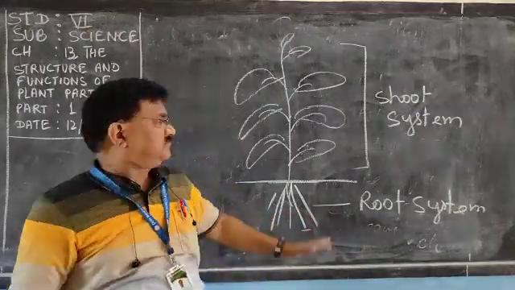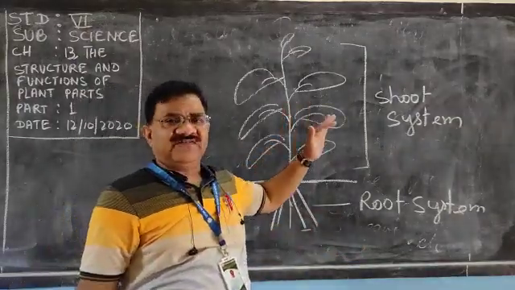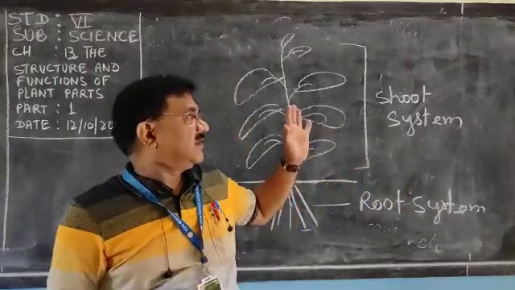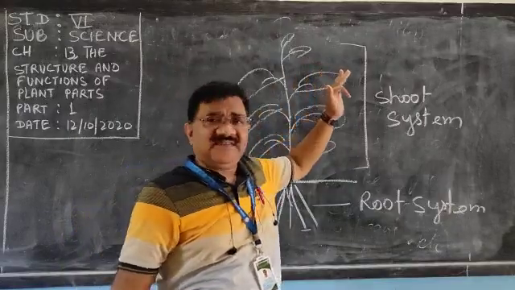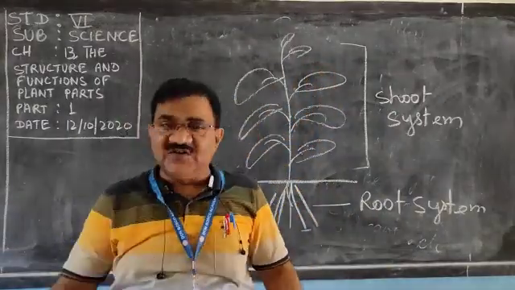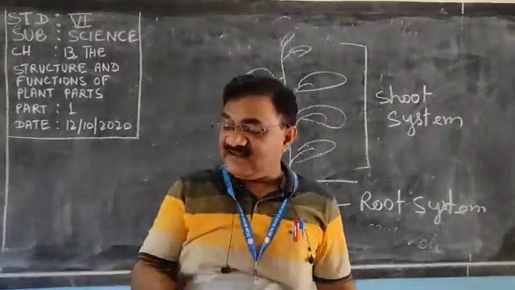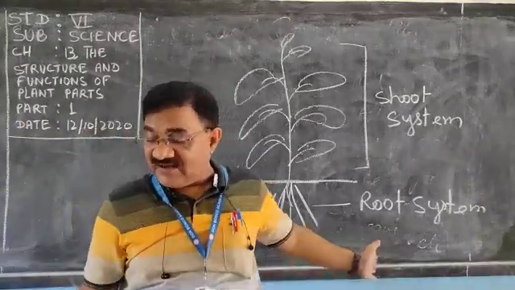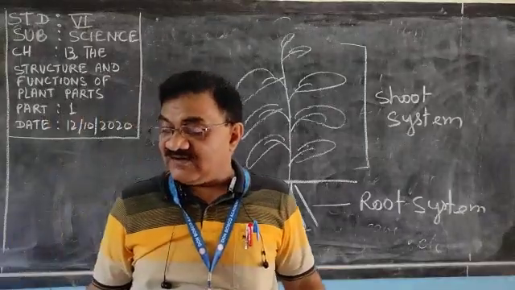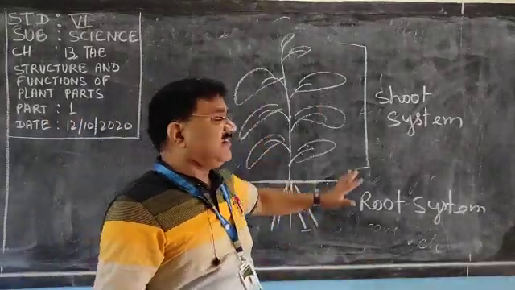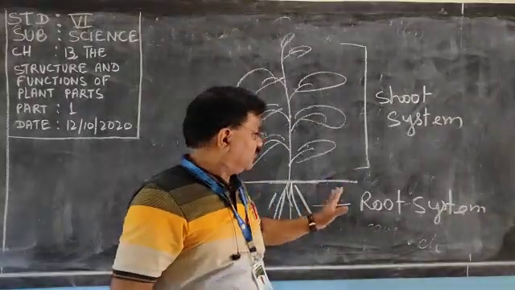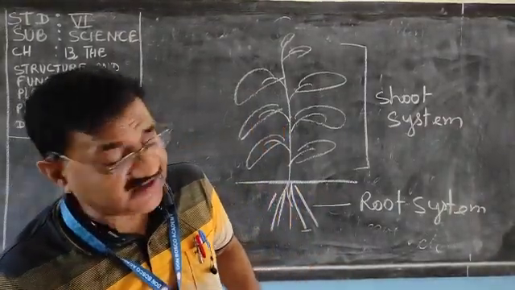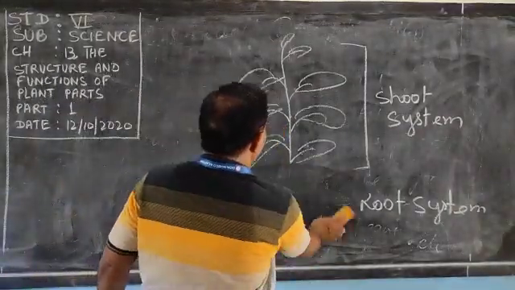In the shoot system, branches, leaves, stems, flowers and fruits are above the ground, and they are part of the shoot system. Only the root is under the ground, and that is a part of the root system. The root system develops under the soil, and the shoot system develops above the ground. We will discuss each and every part of the root system and the shoot system in detail. First, let us discuss the root system.